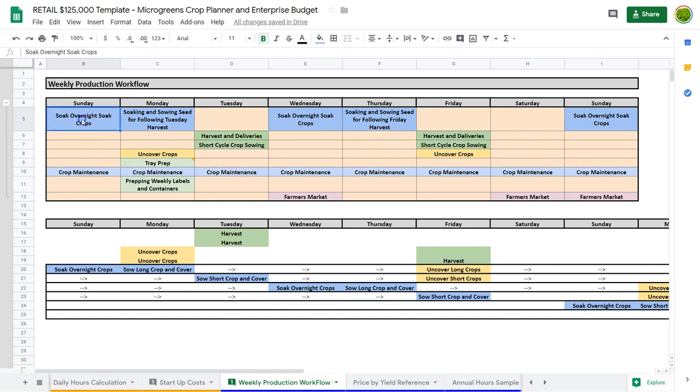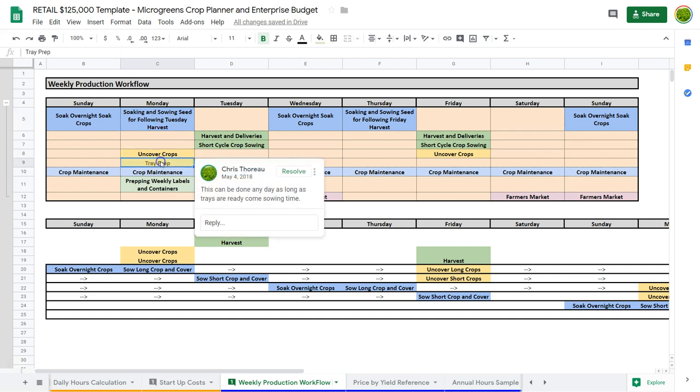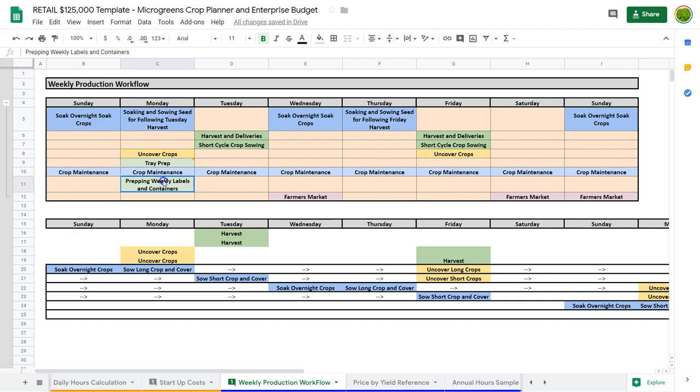So you can see Sunday we're just soaking crops and doing crop maintenance. Monday we're soaking and sowing crops, we're uncovering crops, we're prepping trays, we're doing crop maintenance, and we're prepping labels. So lots of activities on Monday. Tuesday we're doing harvest and delivery, some more sowing for our shorter cycle crops, and then most days have crop maintenance.